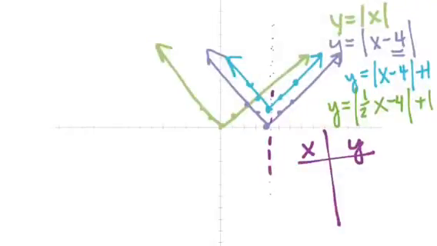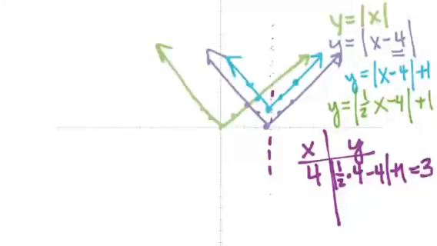So if x is 4, let's see what y is. We have 1/2 times 4 minus 4 plus 1. That's going to give you 2 minus 4 is 2, 2 plus 1 is 3. So the point 4, 3 is on our graph. So it may be shifting, actually. Let's see.